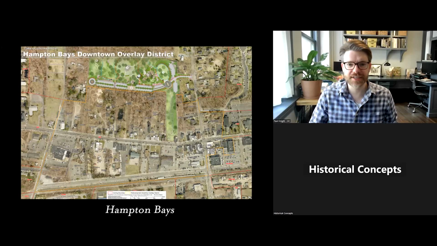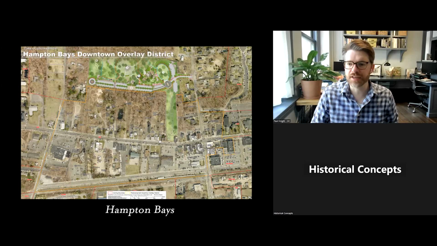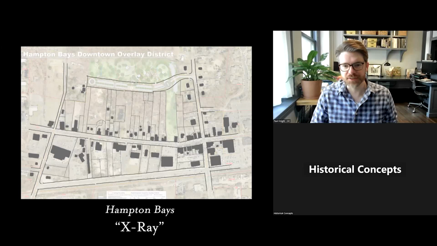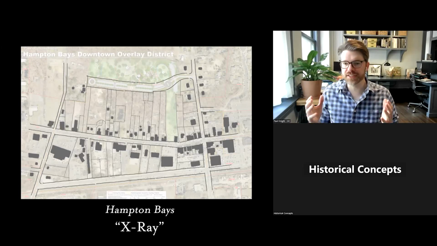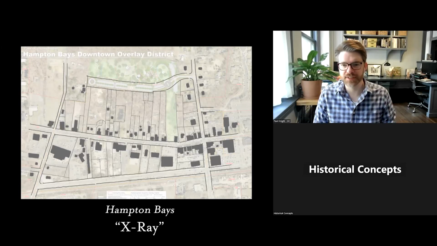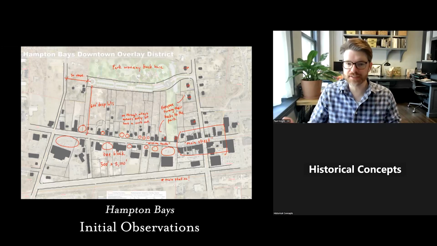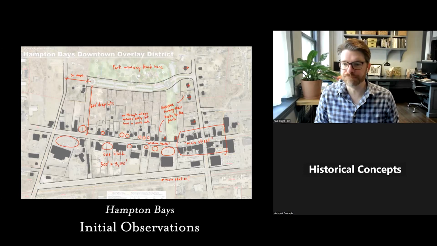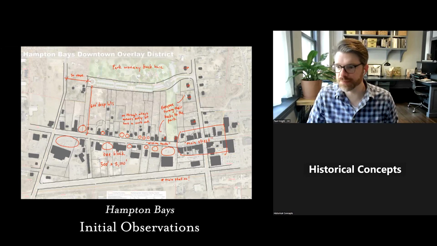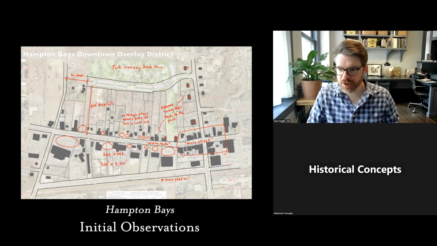So here we are downtown. This is Montauk Highway here. And if we put on our X-ray glasses, this is how we initially see Hampton Bays in terms of its lots, blocks, streets, and building footprints. Just from this information, we can start to make some observations. For example, the small lots and small buildings are all clustered around here, so that means this must be the main street.